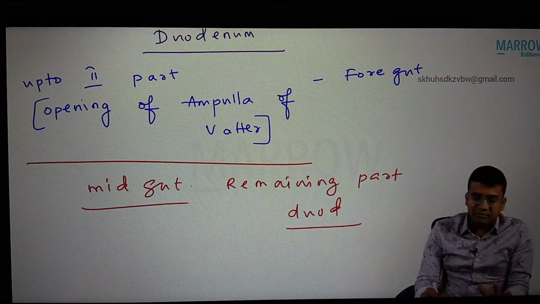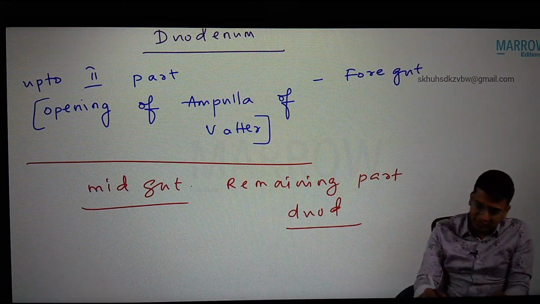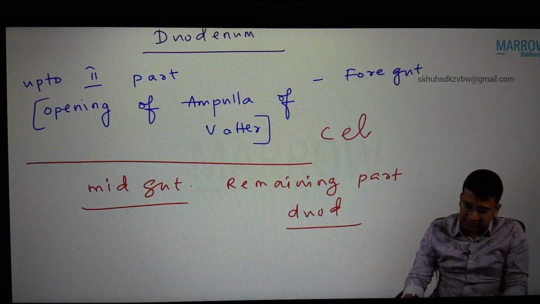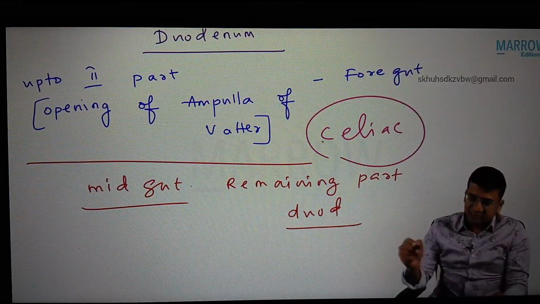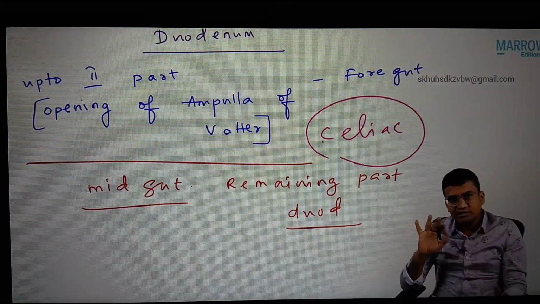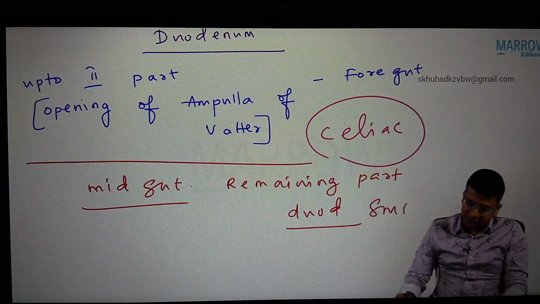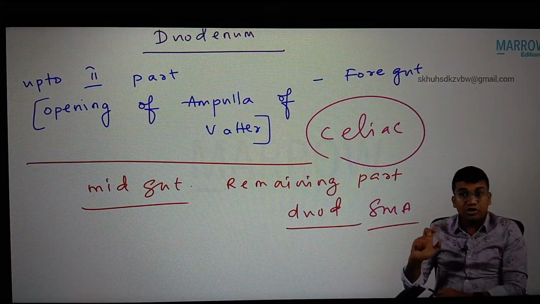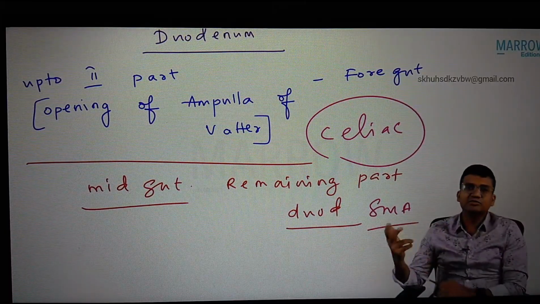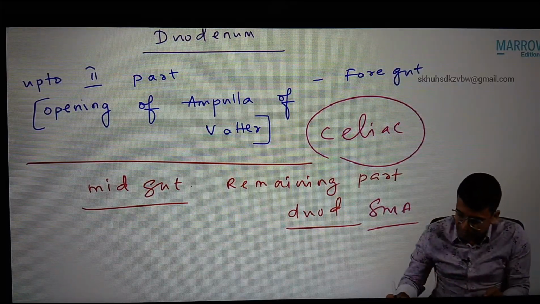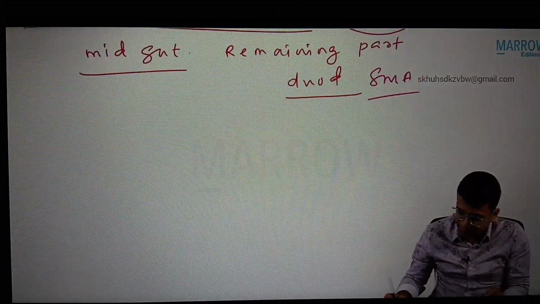So duodenum is supplied by, now what is the artery of foregut? We know already, celiac artery. So the celiac trunk supplies the duodenum. And duodenum is also supplied by superior mesenteric artery. So duodenum derived from both foregut tube and midgut tube, so it is supplied by celiac artery and the superior mesenteric artery. Clear? Fine. Now, next one.